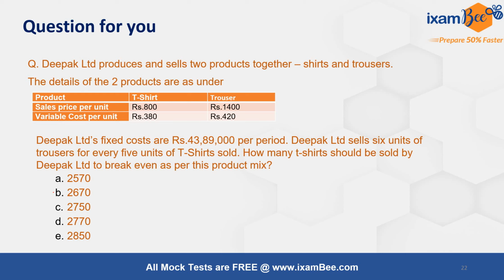Now let's move on to the question I had asked you at the beginning of the video, where we have two products which are simultaneously being produced and sold in a particular proportion, and the company wants to know its break even for one of the components, which is the t-shirts. So the approach here is that you need to calculate the contribution not just per product, but also as the contribution mix in which they are being sold.